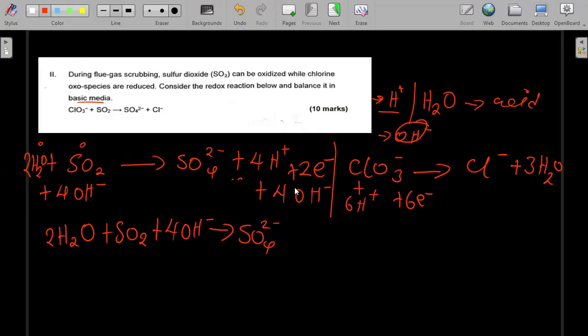Then here you notice that once you have the presence of hydrogen ions and hydroxide ions, these two are able to add and form water molecules. So you end up having 4 water molecules there. So you have 4H2O. Okay, then plus the 2 electrons that we are having there. Okay, so we can rewrite this. So now you notice that here we are having 2 water molecules, and then here we are having 4 water molecules.